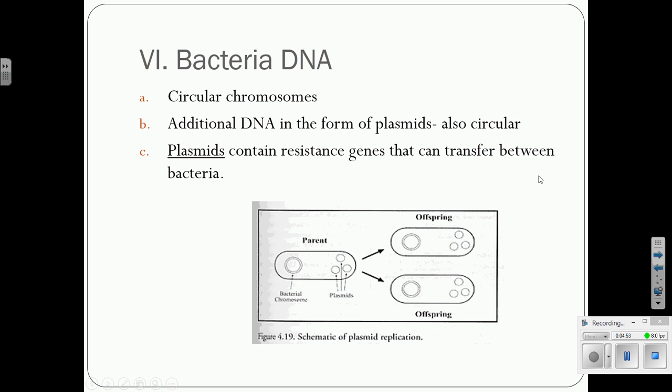So the shape of bacteria is actually circular, so they have circular chromosomes. They also contain some additional DNA called plasmids, which are also circular, but they have resistance genes in them, and they can actually transfer that resistance gene from one bacteria to the next. So it's kind of cool. It helps keep one bacteria stronger, and that kind of keeps their bacteria species replicating.